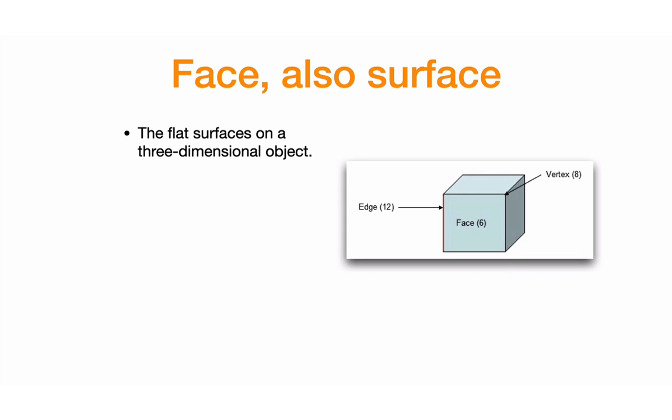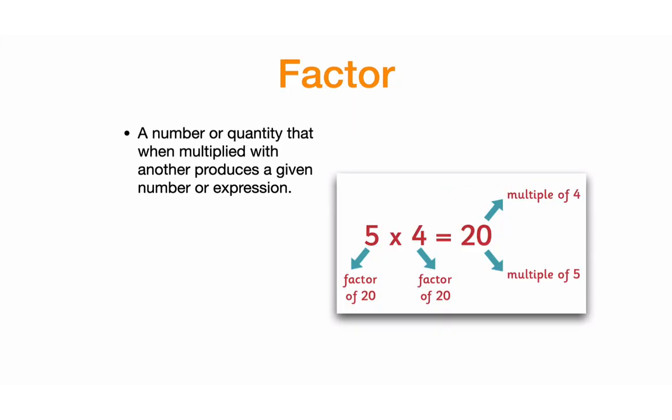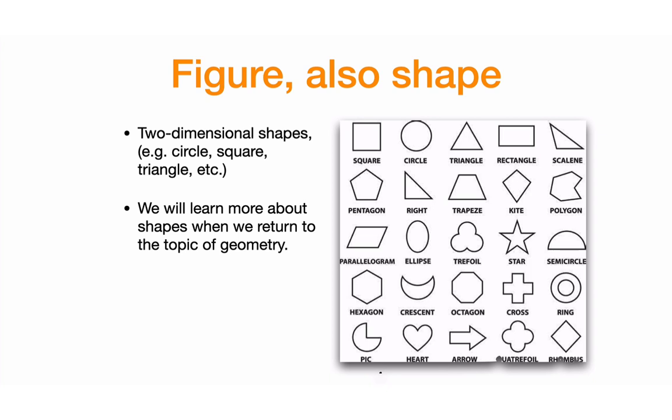Face, also surface, the flat surfaces on a three-dimensional object. Factor, a number or quantity that when multiplied with another produces a given number or expression. Figure, also shape, two-dimensional shapes, e.g., circle, square, triangle, etc. We will learn more about shapes when we return to the topic of geometry.